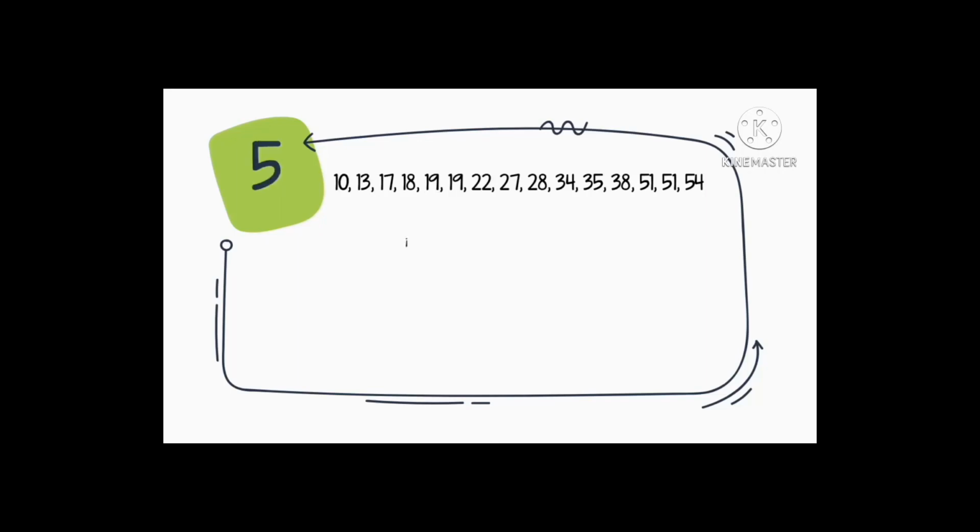The fifth one is finding the 8th decile in the set of scores. The formula in getting the decile is D sub I equals to n plus 1 times I over 10. Substitute the values of I equals to 8.